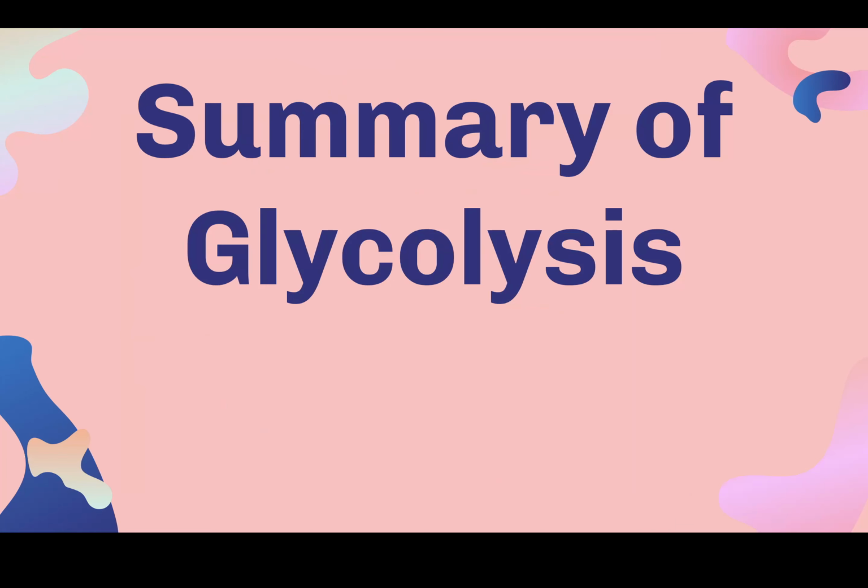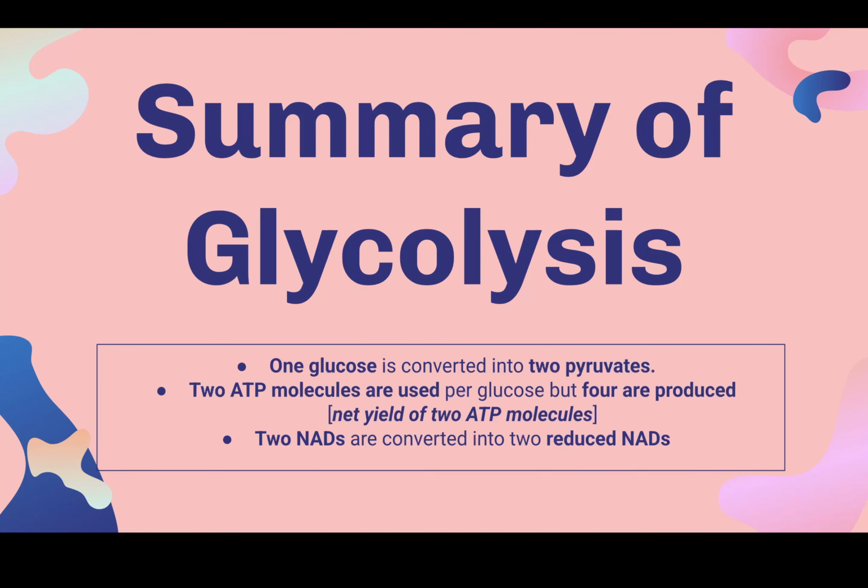Okay, so summary of glycolysis. 1 glucose converts into 2 pyruvates at the end of glycolysis. 2 ATP molecules are used per glucose, but 4 are produced at the end. So the 2 ATP that are used and then the 4 that are produced means that there's a net yield of 2 ATP molecules here. And then 2 NAD molecules are converted into 2 reduced NAD molecules. Is that a good enough summary in terms of all the conversions that happen?